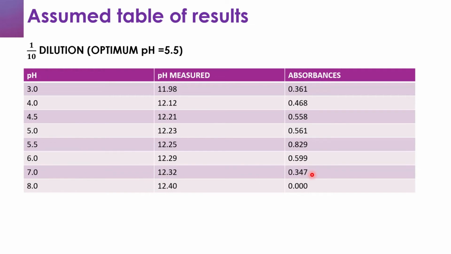And also at the pH of 8, we had our measured pH to be 12.4 and the absorbance value to be 0.0 because we used the test tube with the pH of 8 as our blank against the rest of the pH values in the different test tubes. So obviously the absorbance value for the pH of 8 will be 0.